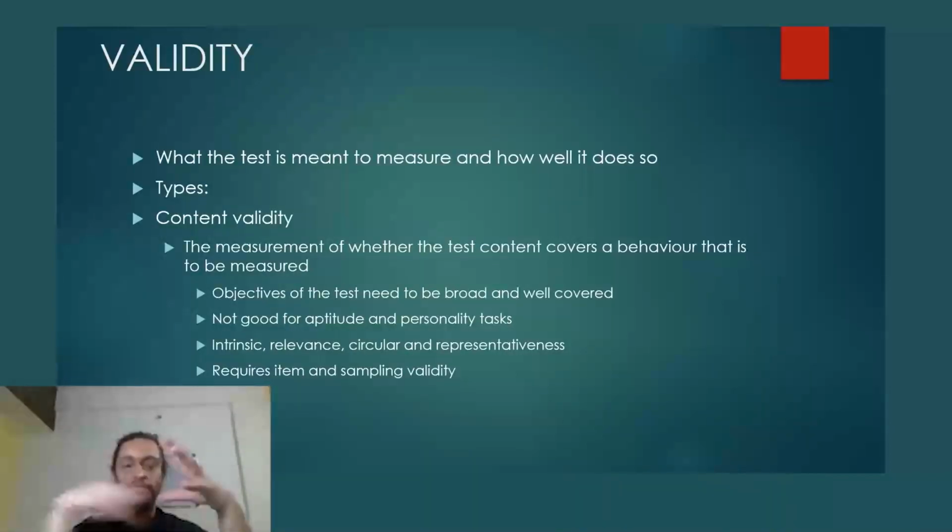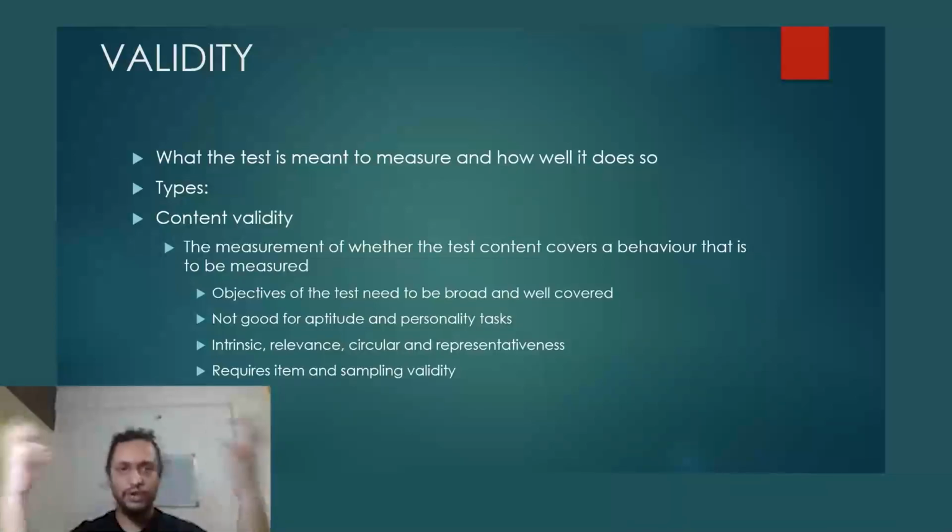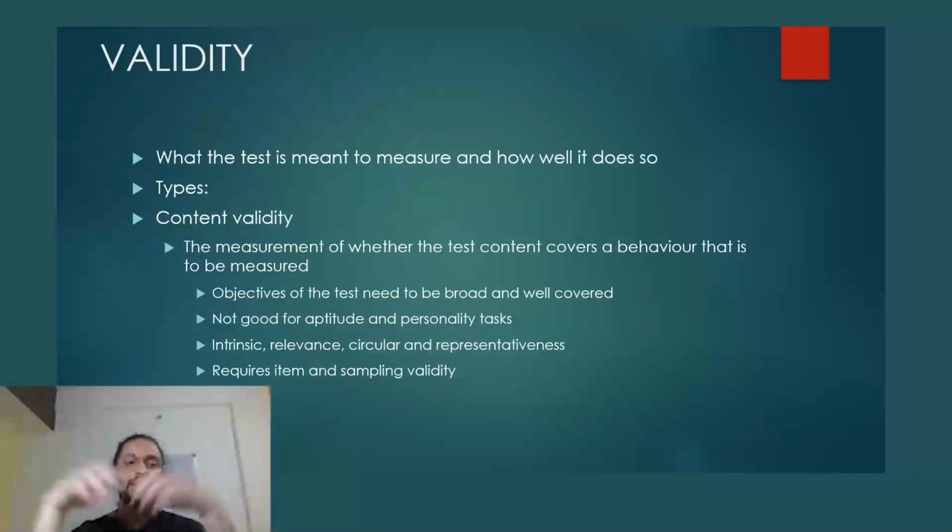It needs to be intrinsic, meaning that internally it needs to be valid. It needs to be relevant. It needs to be circular, meaning each of the items must link with another item, and it must represent the actual context that you're trying to study. It requires both item and sampling validity, meaning that the items need to be valid as well as the population that it is meant for. It should be valid for them also, right? So you can't create an intelligence test and say this is for old people, but it doesn't fit old people. Then that doesn't work. So these are two important criteria that are necessary.